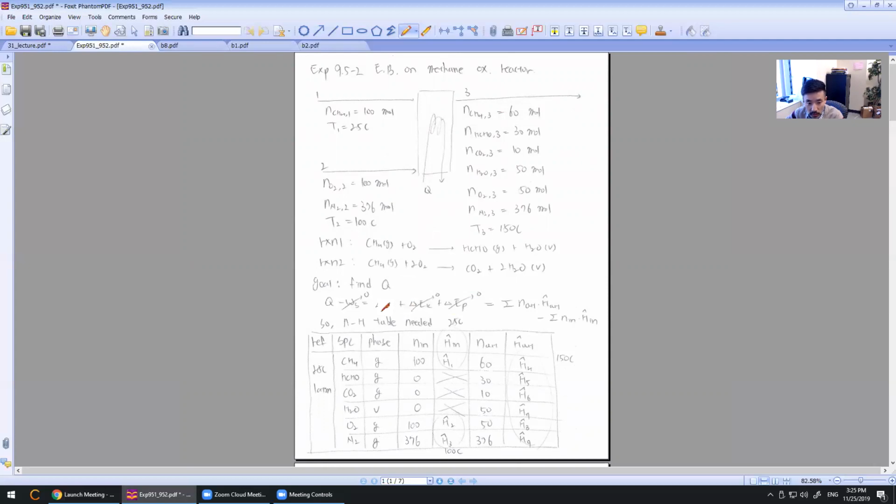As we learned, this is the general equation for the delta H that you can use. Delta H is sigma n out multiplied by H hat out, minus sigma n in multiplied by H hat in. So our goal for now is to find n and H hat for all terms. To do that, we need to fill in the n-H table. So here is the n-H table. We have reference, species, phase, n in, H hat in, n out, H hat out. And the species, as you see, are methane, formaldehyde, carbon dioxide, water, oxygen, and nitrogen.